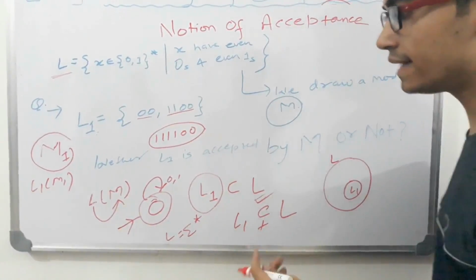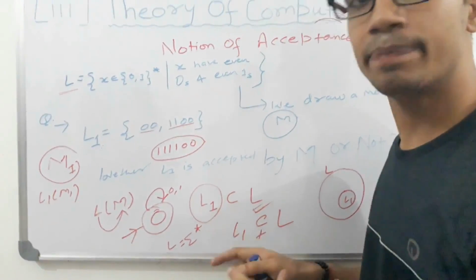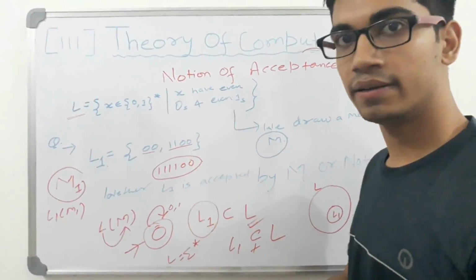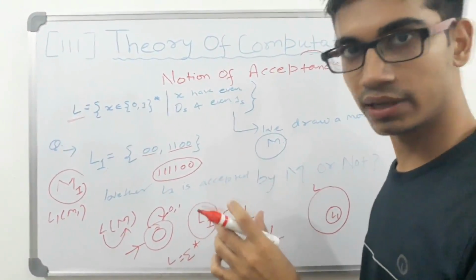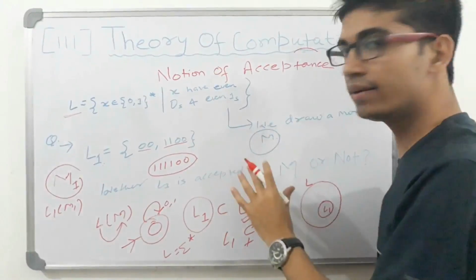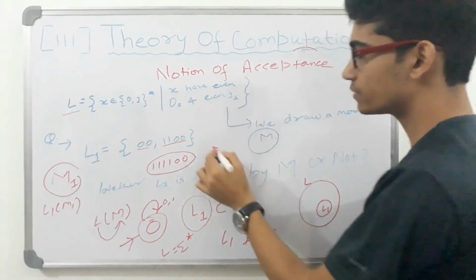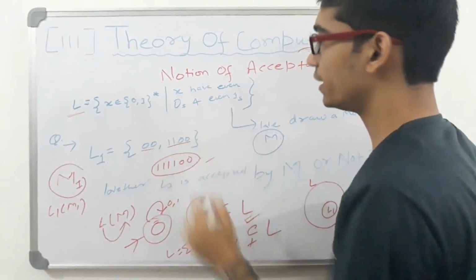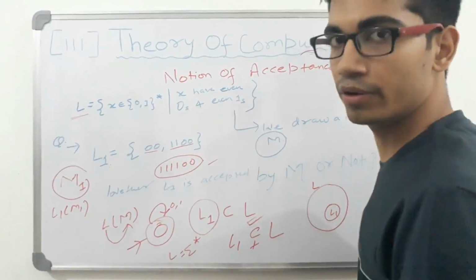So when we say that a language is accepted, we do not mean a superset or subset. We mean that language, the complete language. So this was the notion of acceptance. Keep in mind, many people miss this point, and you get objective, tricky questions related to this. Now let us move on.